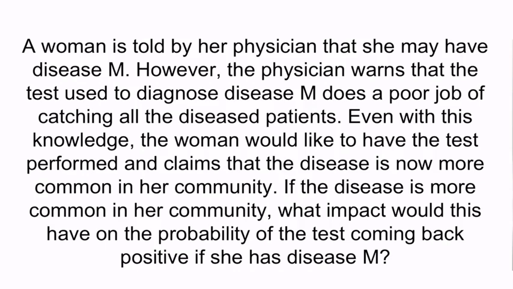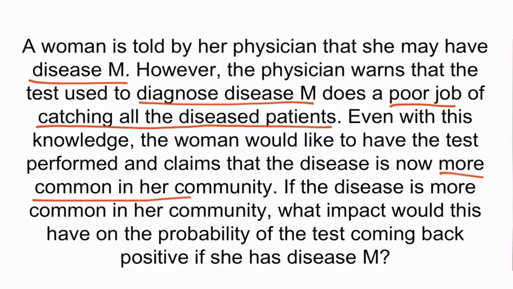Let's say a woman is told by her physician that she may have disease M. However, the physician warns that the test used to diagnose disease M does a very poor job of catching all the diseased patients. Even with this knowledge, the woman would like to have the test performed and claims that the disease is now more common in her community. If the disease is more common in her community, what impact would this have on the probability of the test coming back positive if she has disease M?